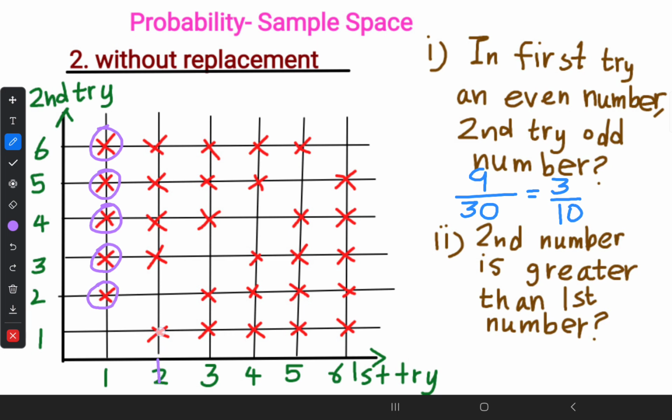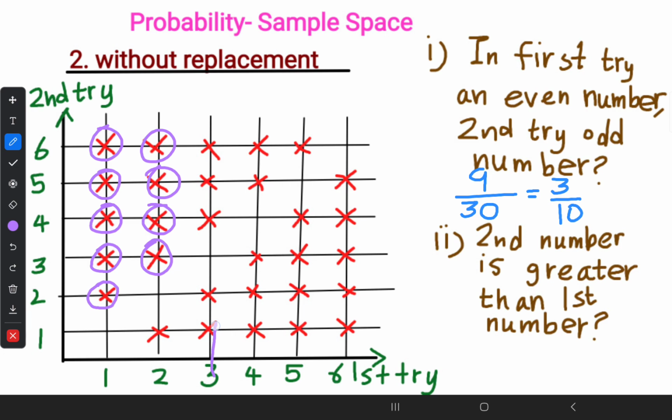Let's check here. 2 and 1. 1 is not greater than 2. And 3 is greater than 2. 4 is greater than 2. 5 is greater than 2. 6 is also greater than 2. These numbers are the first try number. So when you select this event, in the first try 2, the second number should be greater than the first one. So the condition was satisfied.